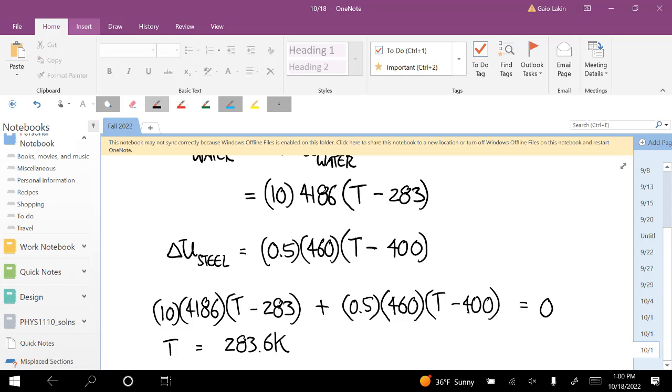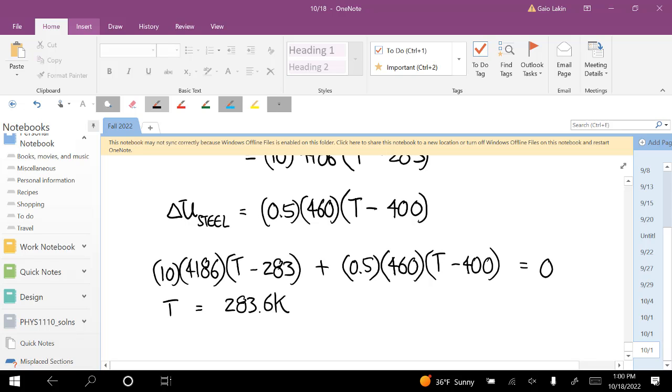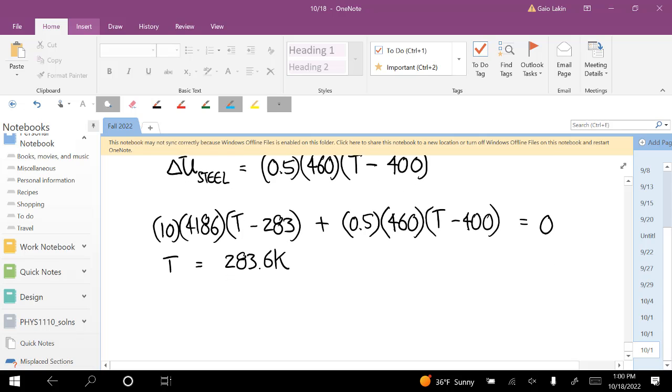So now we're going to use the entropy statement of the second law to determine that it's possible to go from the two different temperatures to the final same temperature. It's impossible to go from the final same temperature to the two different temperatures.